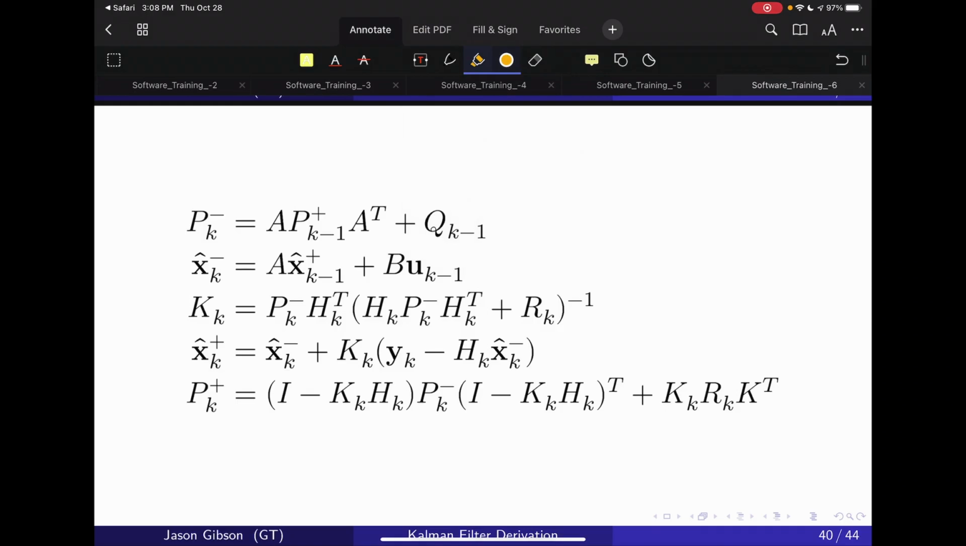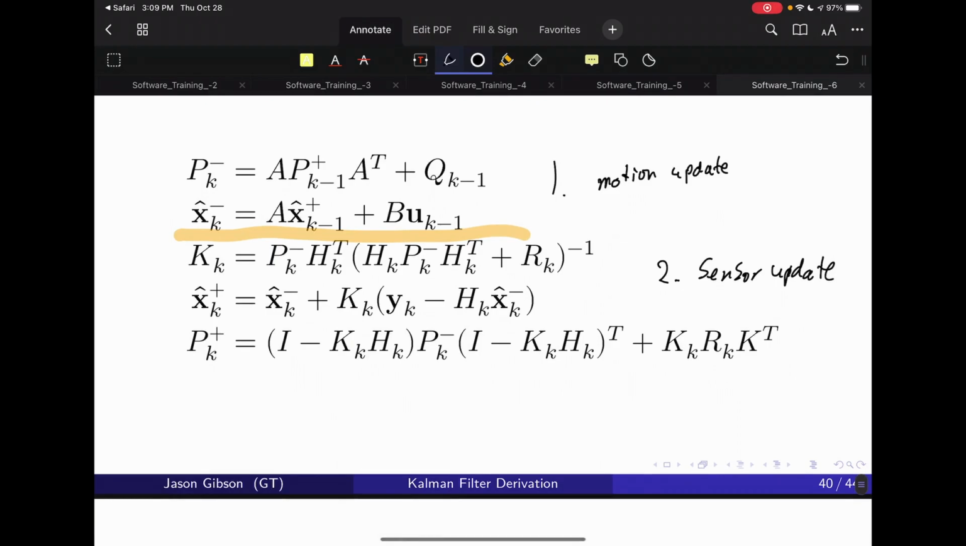And what you're going to have are two main steps. So we break the equations here. In this first step, we're going to do our motion update. And then in the second step, we're going to do our sensor update. And this corresponds to something that looks like this.